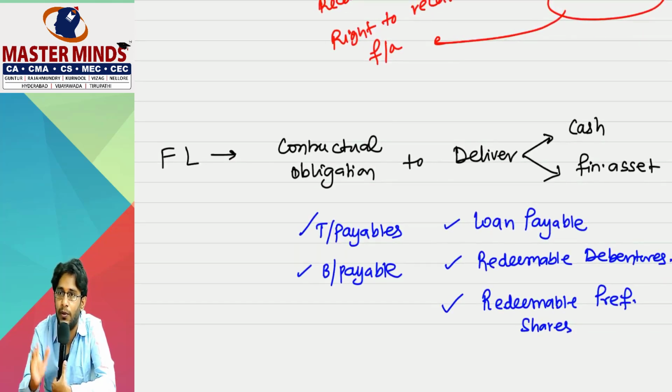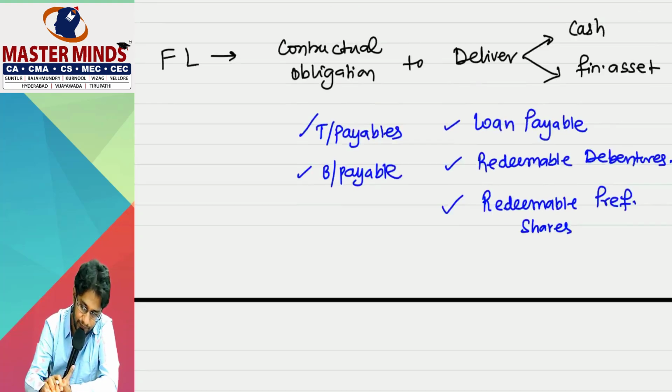I don't understand, sir. Prepaid expense is the opposite of outstanding expense only. No, prepaid expense is not a financial asset, but outstanding expense is a financial liability because you have to pay in cash. Tell me this.